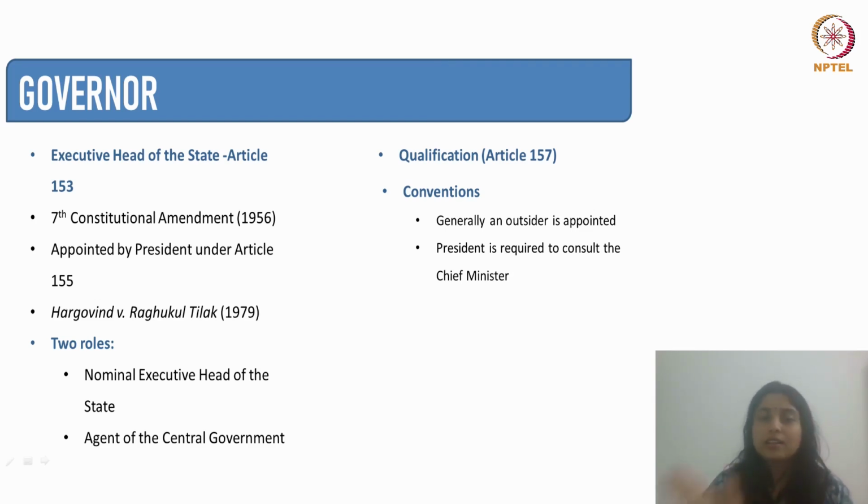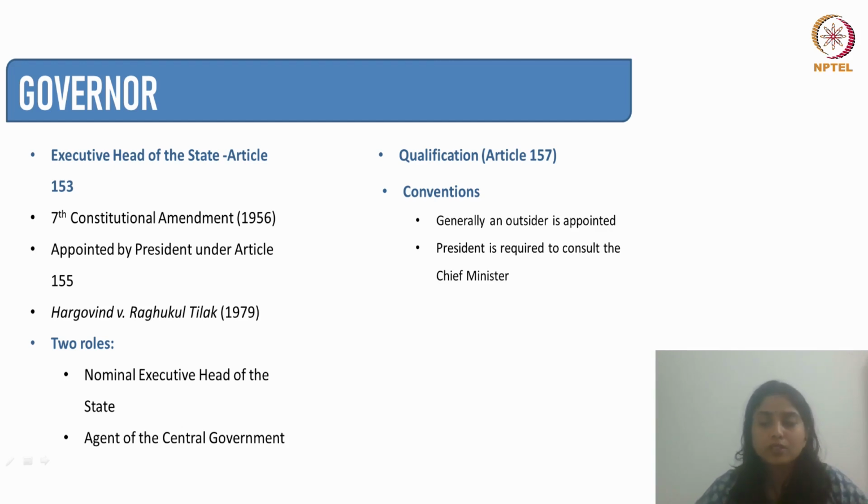So we discarded the American system wherein governors were directly elected by the people, and instead we adopted the Canadian system where the governor of a province is appointed by the governor general. So that is the background of the post of governor.